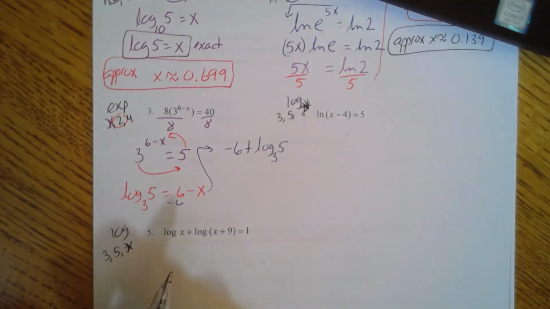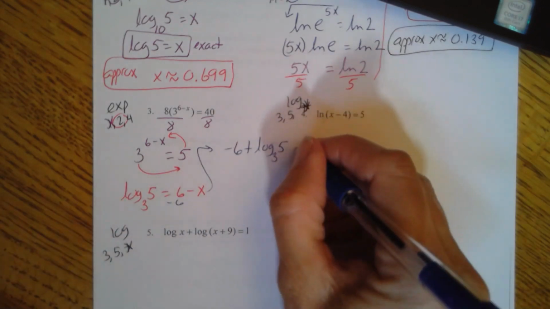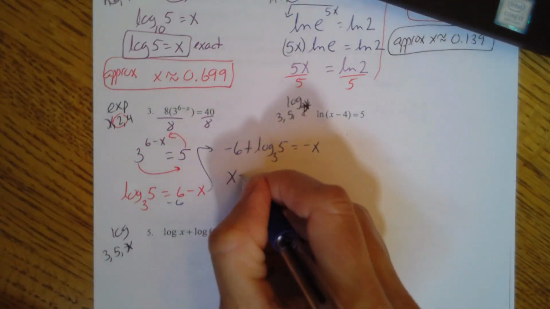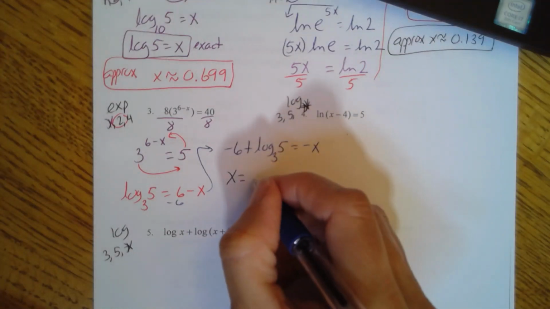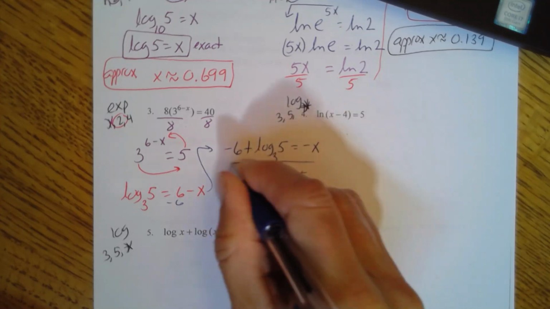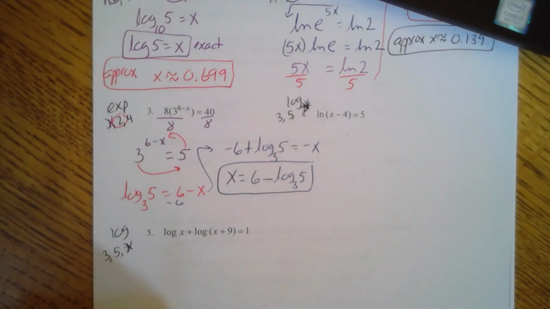You can put the negative 6 at the end. Just make sure you don't put them together. You can't put a negative 6 and a log base 3 of 5 together. And that's still going to equal negative x. So we still need to either multiply everything by negative or divide by negative. And so I'm going to flip it and multiply by negative. So you end up with 6 minus log base 3 of 5. And that is considered exact.